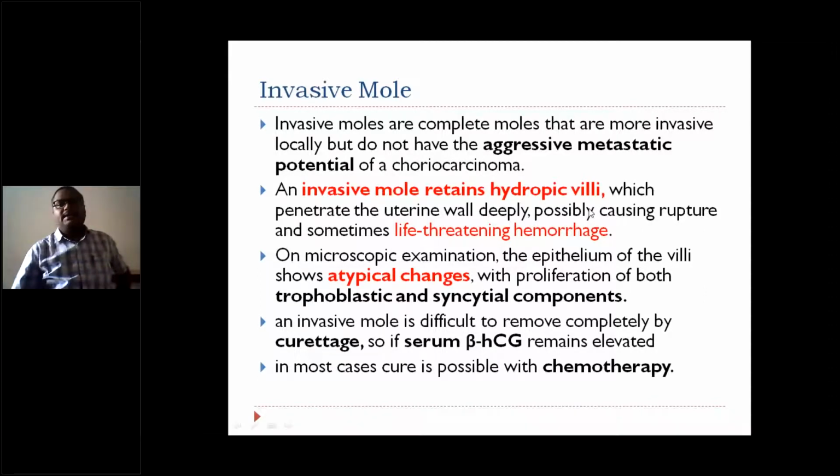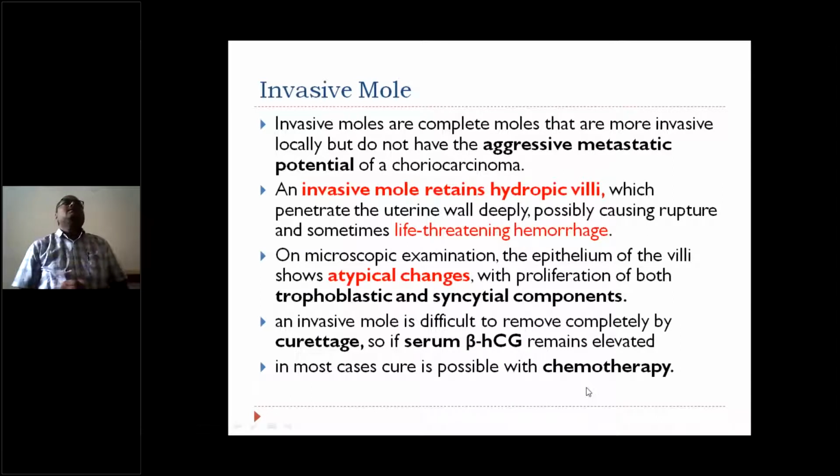So it retains the hydropic villi that we have seen in complete mole or partial mole. So we'll see a similar type of villi in invasive mole, but what is important is they penetrate the myometrium deeply, possibly causing rupture and sometimes life-threatening hemorrhage. So that's why we are calling it an invasive mole. On microscopic examination, the epithelium of the villi shows atypical changes with proliferation of both trophoblastic and syncytial components. An invasive mole is difficult to remove completely by curettage if serum beta hCG remains elevated, and in most cases cure is possible with chemotherapy.